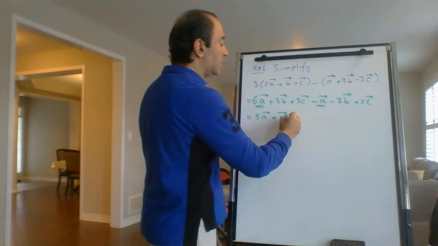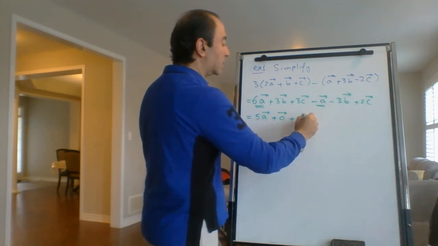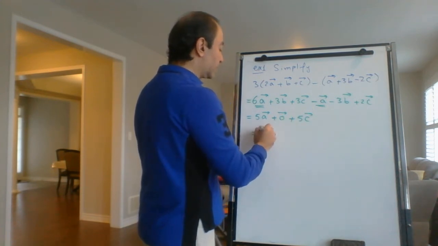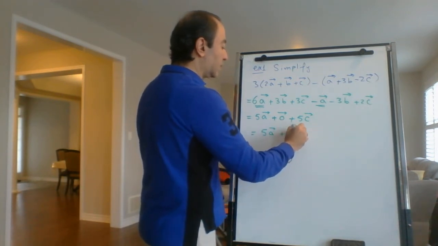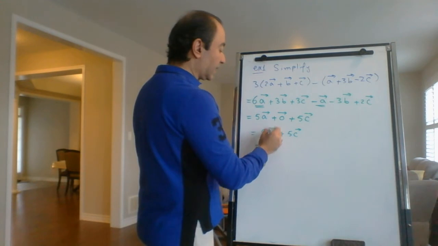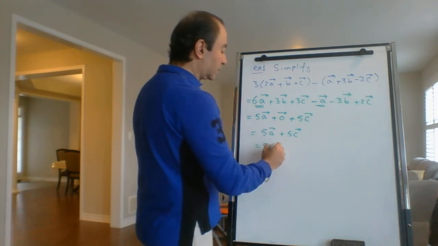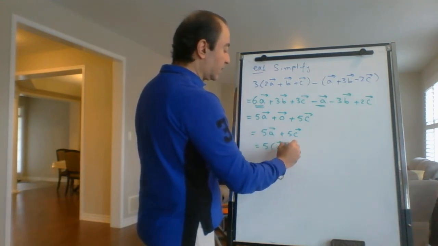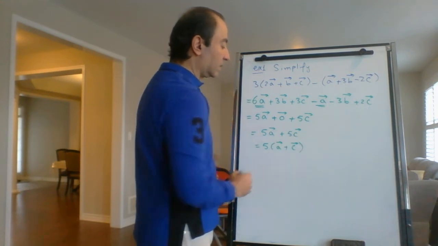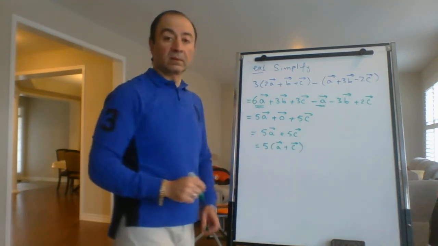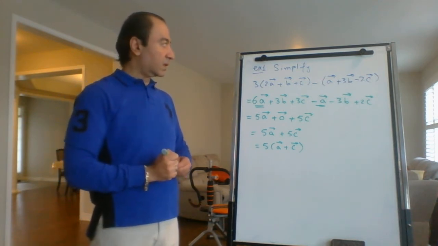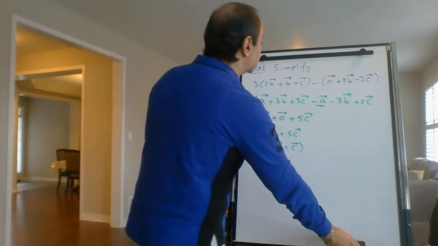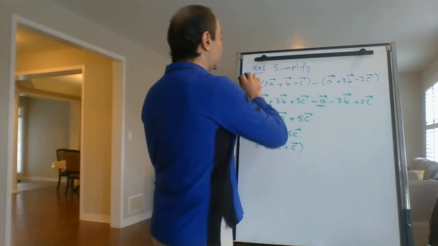3c plus 2c is 5c. So I can write this as 5 vector a plus 5 vector c, which is, I can factor the 5 out. It is the same thing as 5 times (vector a plus vector c). Up to here, it's okay. Okay. So this is the first example. All right.